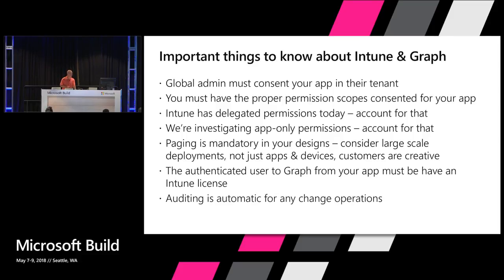Graph call. And we covered a little bit about auditing, but auditing is automatic for any change operation. So you don't need to make a specific API call if you want to ensure that any of the app actions that you're performing through Intune get audited. Our auditing layer is underneath Graph, so any calls into Graph automatically are audited for change operations.